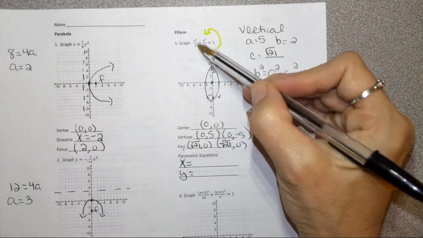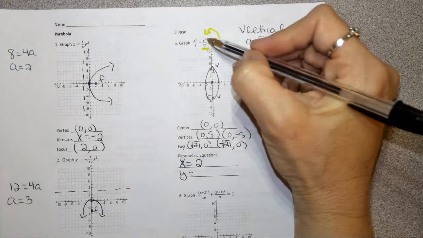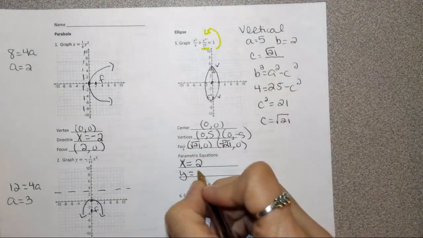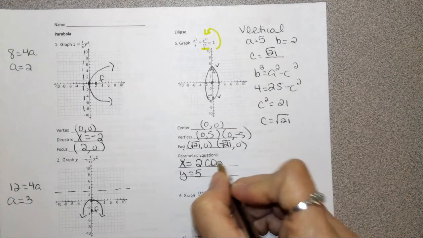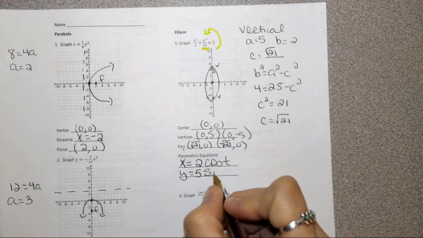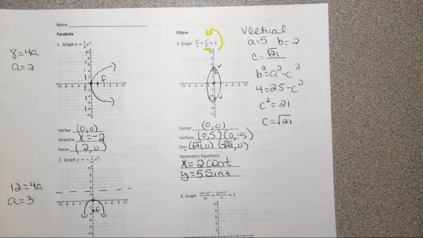I come up here and I look below my x and I see a 4. That means b is 2. I look below my y and I see a 25. So a is 5. X always gets cosine. Y always gets sine. Because I'm at 0, 0, I don't need to add anything.